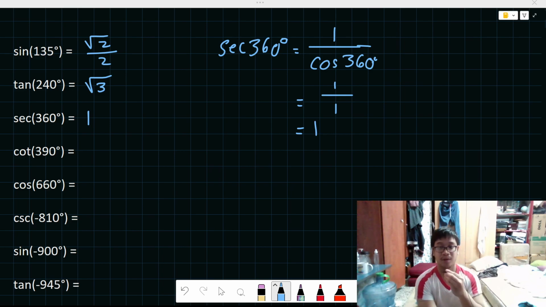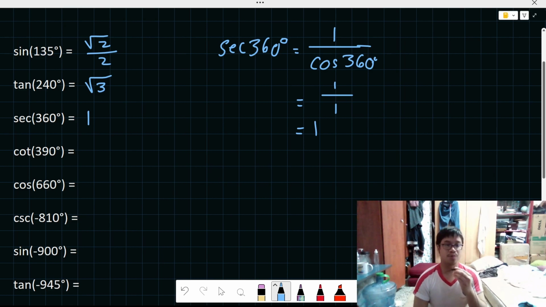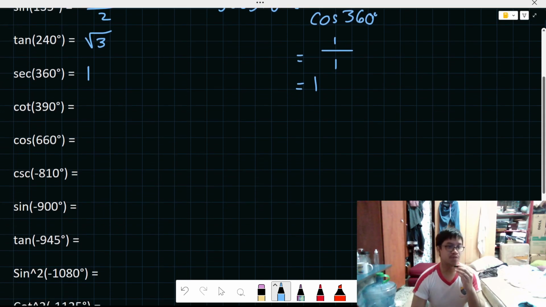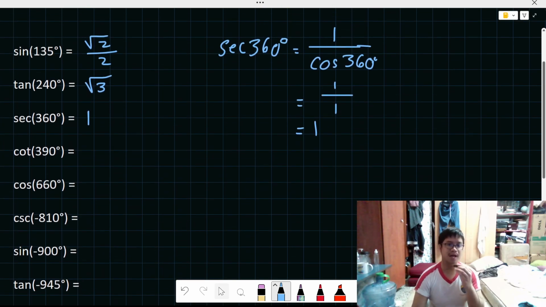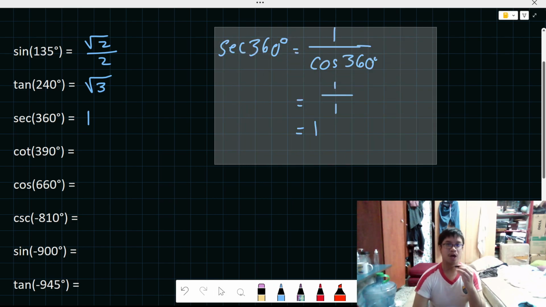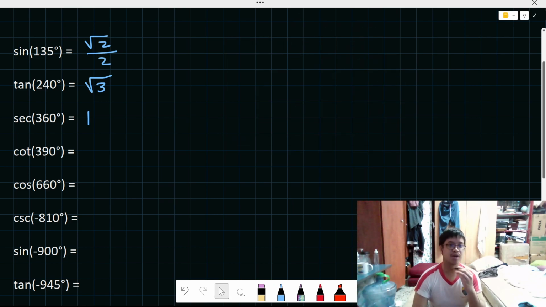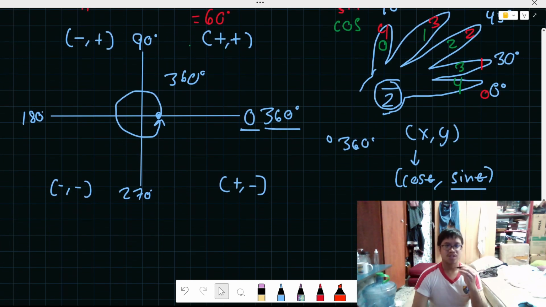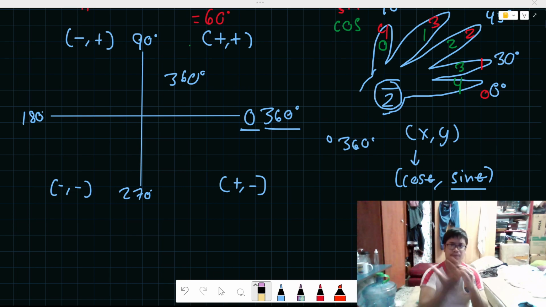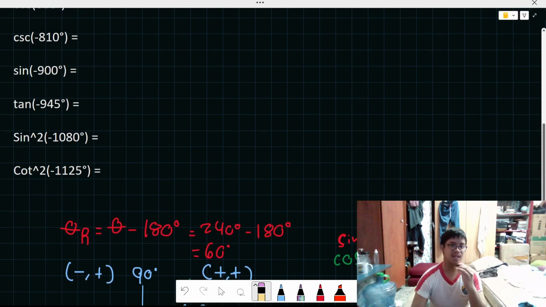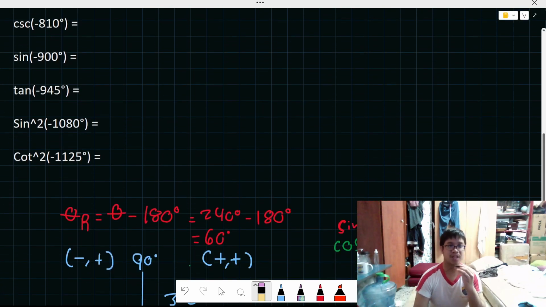There we go. All right. So now we're good with secant of 360 degrees. Now we're going to proceed to cotangent. So for cotangent we have 390 degrees. How about this one? You see, in the graph that I drew, I only drew until 360 degrees, right? So we have a given trigonometric function where the special angle is more than 360. It's basically 390 degrees.